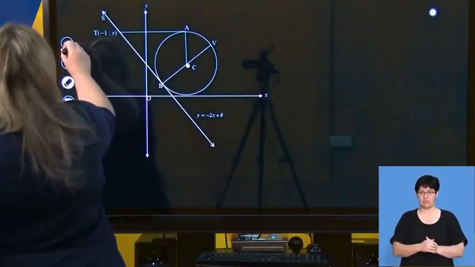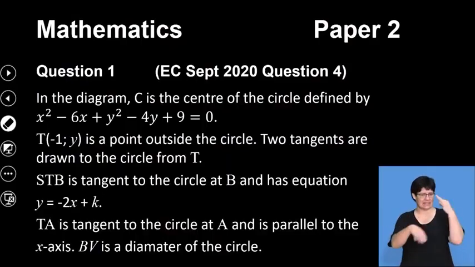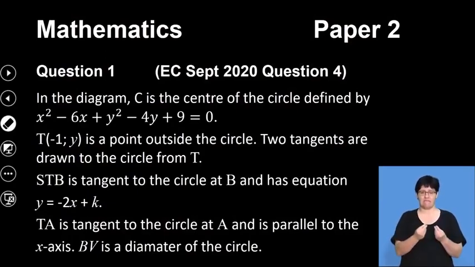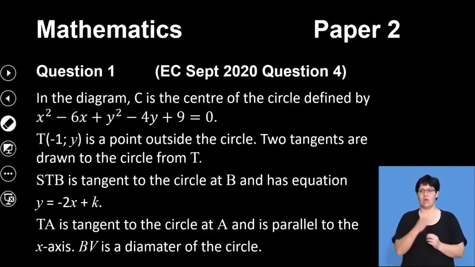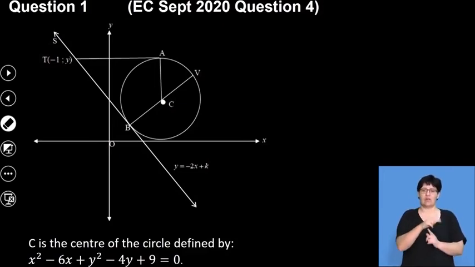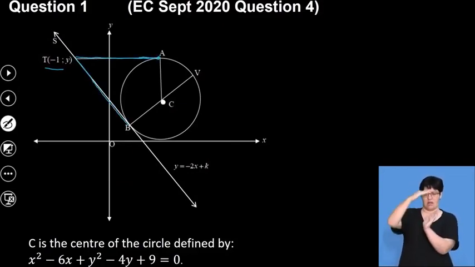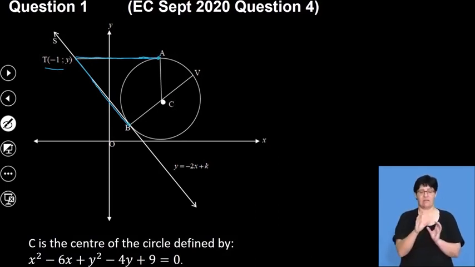Okay, we're going to start with some analytical geometry, and we're told that in the diagram we have C, which is the center of a circle defined by x squared minus 6x plus y squared minus 4y plus 9 is equal to 0. We can see that's our circle over there with center C. And then we have point T, which has the coordinates minus 1, y, and it's a point outside the circle. And we have two tangents which are drawn to the circle from T. So there's T over there. And then we have that tangent over there, and we have this tangent over here. So this tangent goes to point A on the circle, and that tangent to point B.